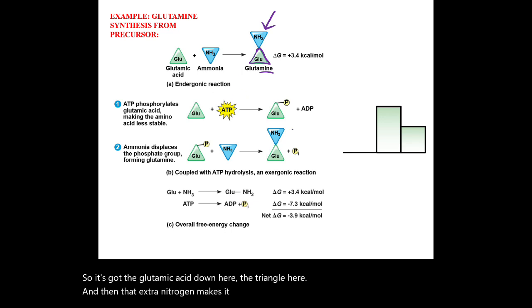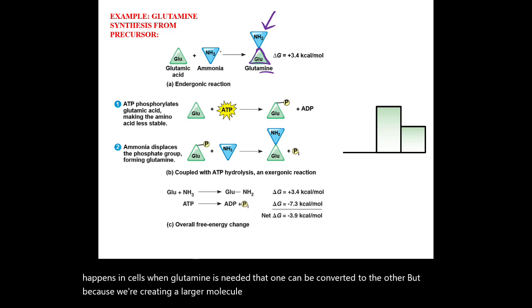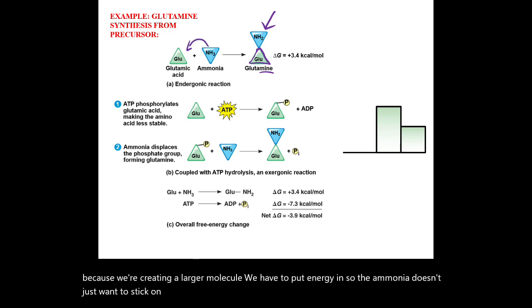All right, so that's an important reaction that happens in cells when glutamine is needed, that one can be converted to the other. But because we're creating a larger molecule, we have to put energy in. So the ammonia doesn't just want to stick on there spontaneously. It takes effort to get it to stick on there. It doesn't just want to happen. Even with the presence of an enzyme, it takes energy to do it.